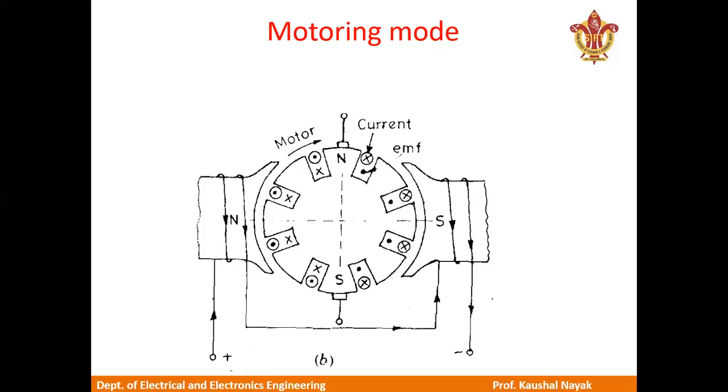It is seen that the generated EMFs are in direction opposite to the flow of conductor current. Since this generated EMF opposes the flow of current, it is called counter electromotive force or counter EMF. Note that the counter EMF can never be equal to the applied voltage. It must always be less than the applied voltage because the direction of current first determines the direction of rotation, then the direction of counter EMF.